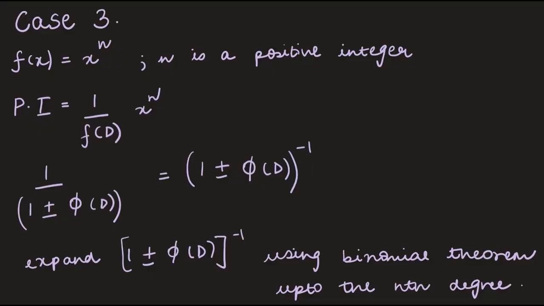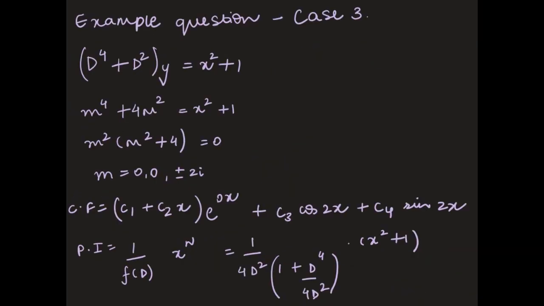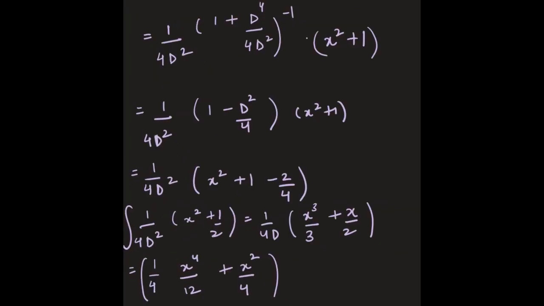Moving on to the third case, f of x is equal to x to the power n. When the denominator is of the form 1 plus or minus phi of d, we bring it up to the numerator and expand using the binomial theorem. This is an example showing the same.